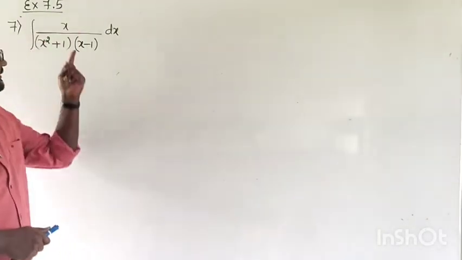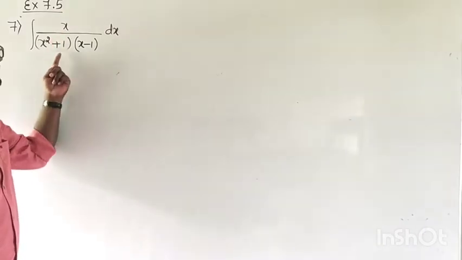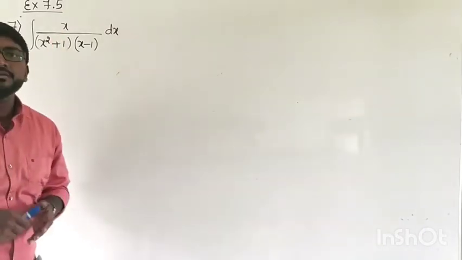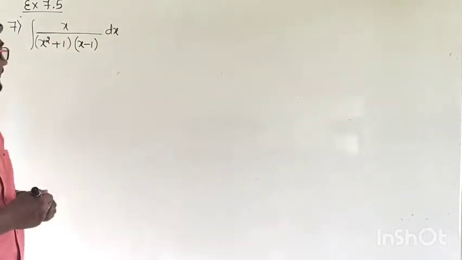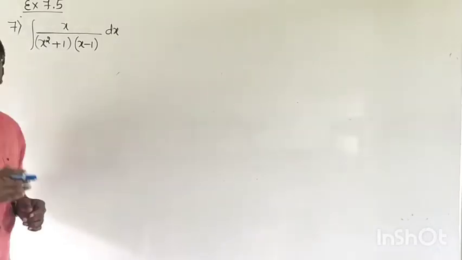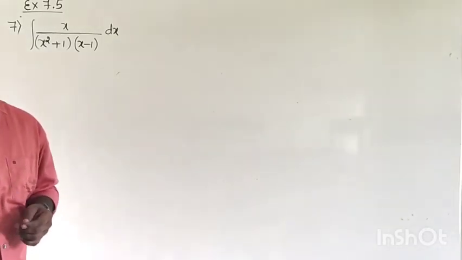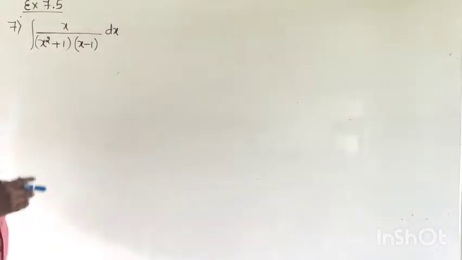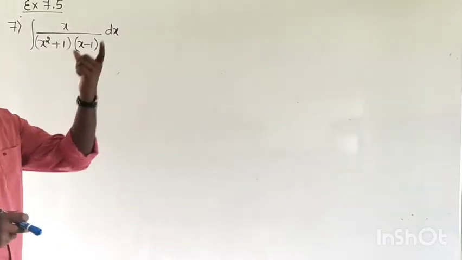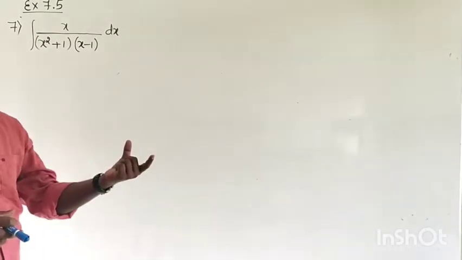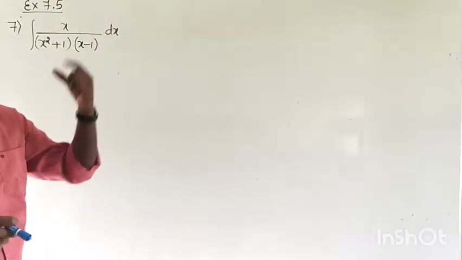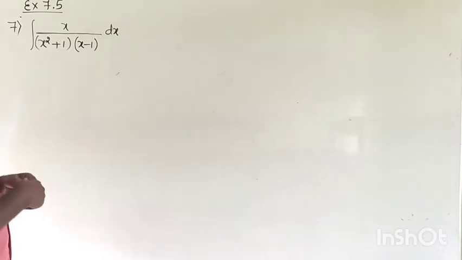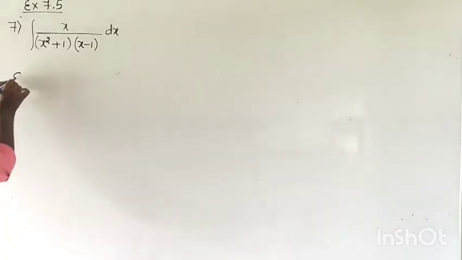It is integral x divided by x square plus 1 into x minus 1 dx. So here the denominator involves a quadratic polynomial which cannot be factorized further. So for that we have to take sum of two terms, ax plus b divided by x square plus 1 plus c divided by x minus 1. So let us solve this.